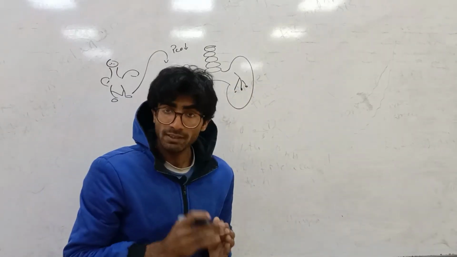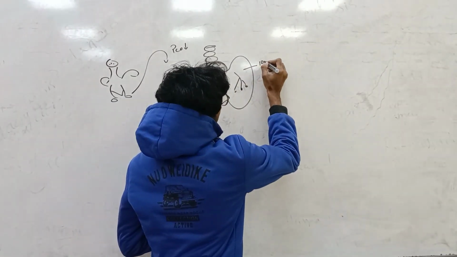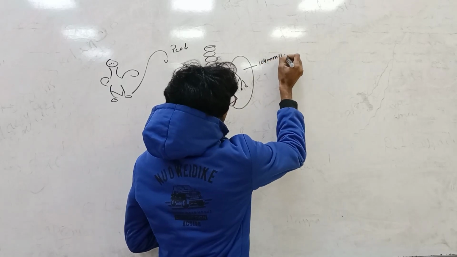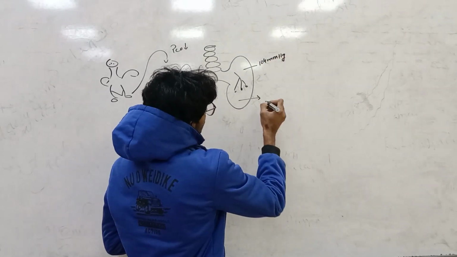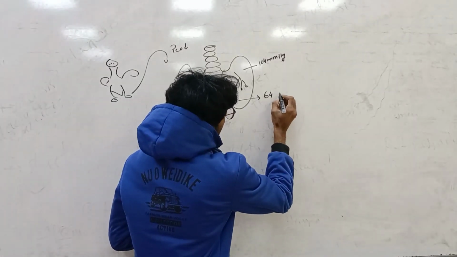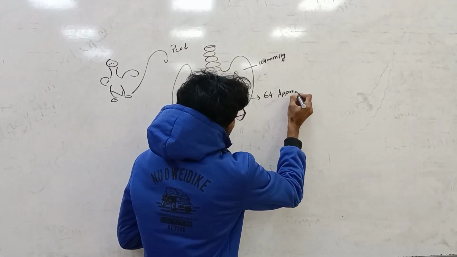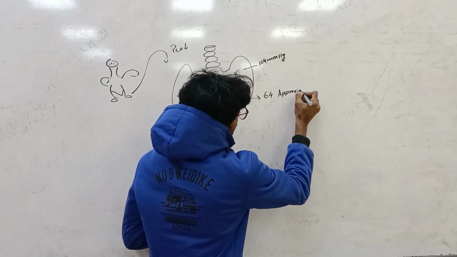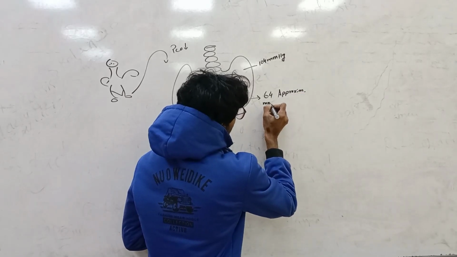The normal partial pressure in the lungs is 104 millimeters of mercury. But at high altitude it decreases and drops to approximately 64 millimeters of mercury.